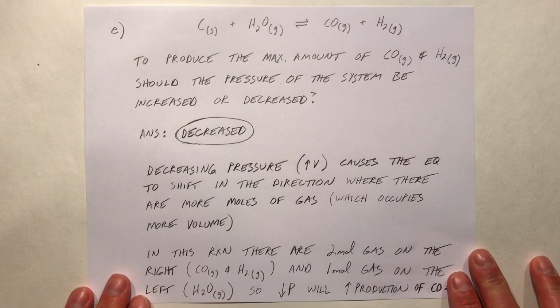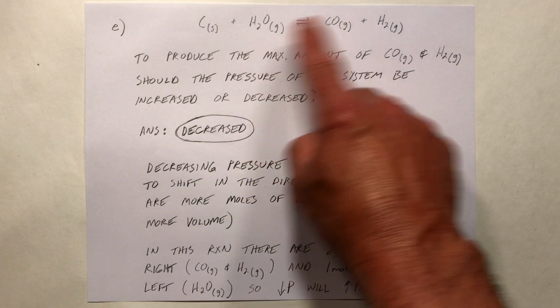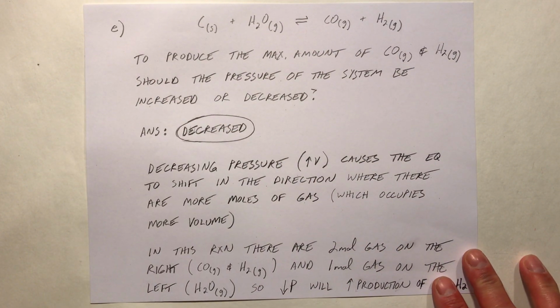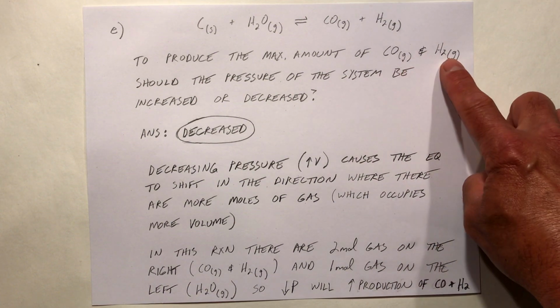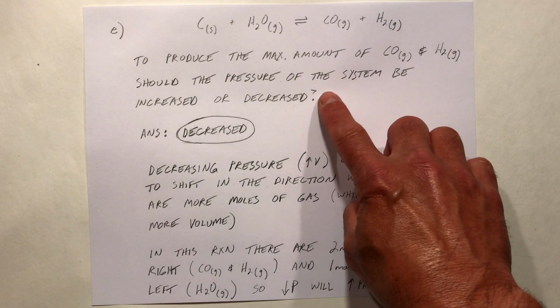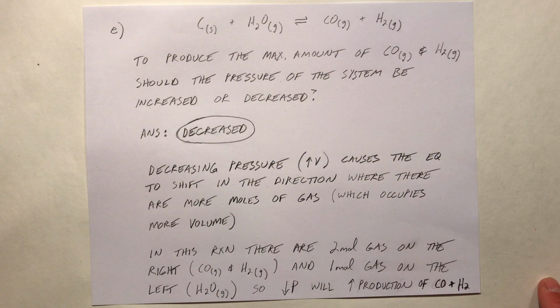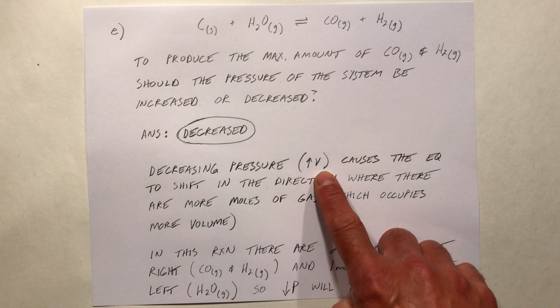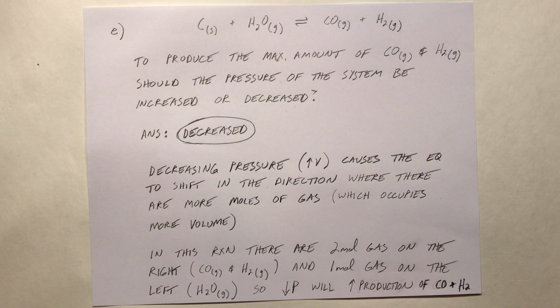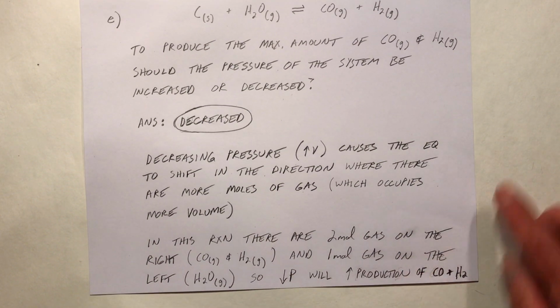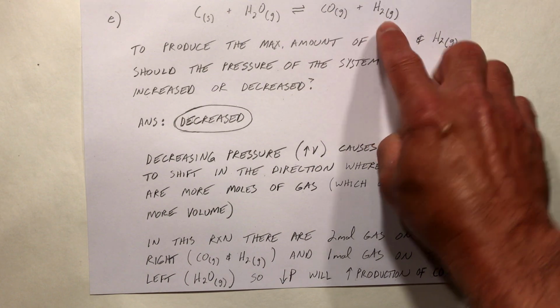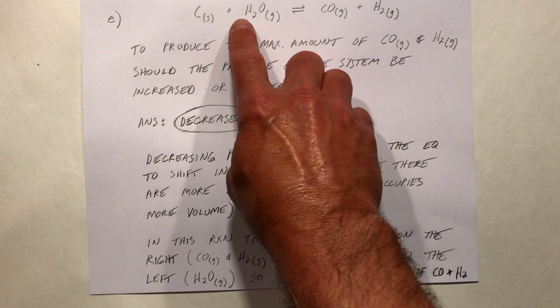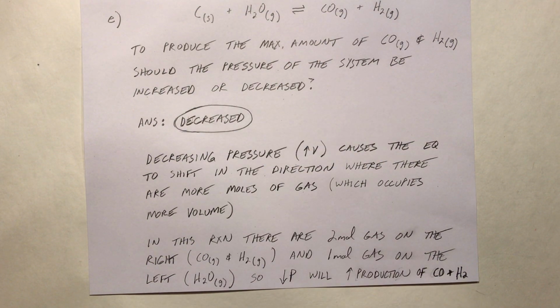Okay, last question regarding that equilibrium reaction that we've been dealing with. This is part E. To produce the maximum amount of CO and H2 gases, should the pressure of the system be increased or decreased? Well, the answer is it should be decreased. Decreasing pressure, that is to say increasing volume, causes the equilibrium to shift in the direction where there are more moles of gas. Of course, more moles of gas would occupy more volume. In this reaction, there's CO as a gas and H2 as a gas. That's 2 moles of gas on the right. And the only gas on the left is H2O. That's 1 mole of gas on the left.